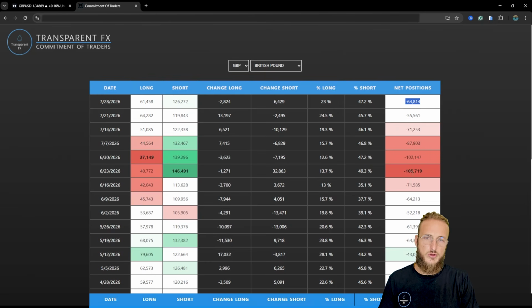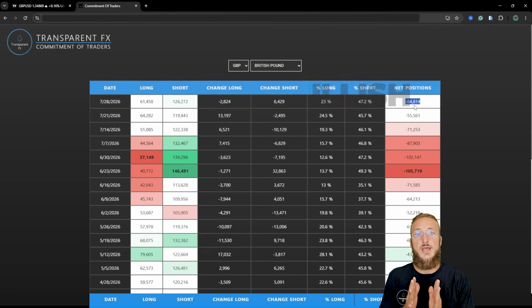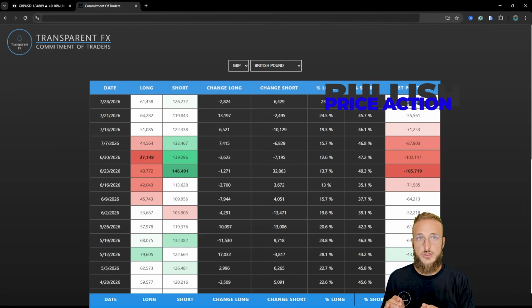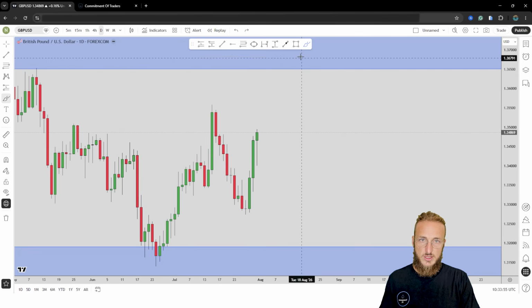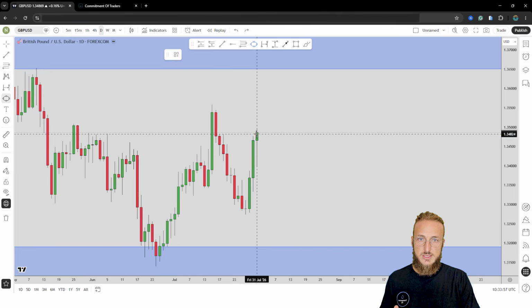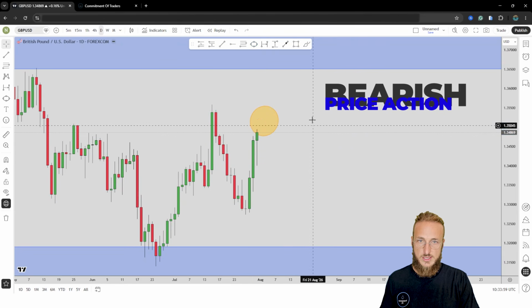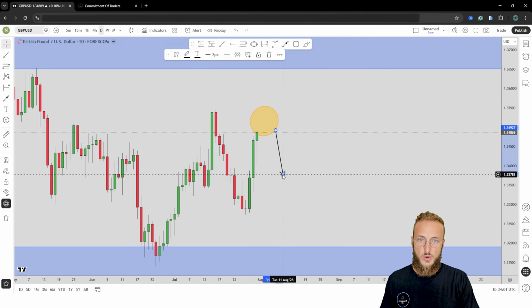So even though in the long term institutions are increasing their net positions, with the last report institutions are decreasing their net positions. So in the long term, it's bullish. In the short term, it seems bearish, with institutions adding 6,400 shorts and closing 2,800 longs. So there is definitely the possibility from here to see some short-term bearish price action for the market to create a rejection lower and complete a nice correction.